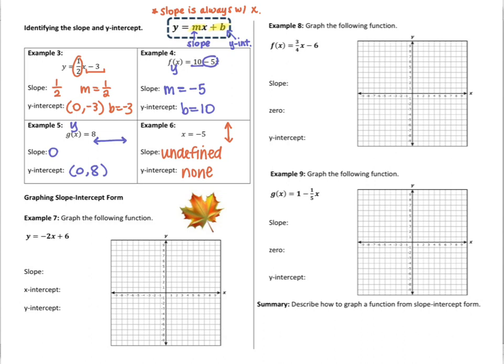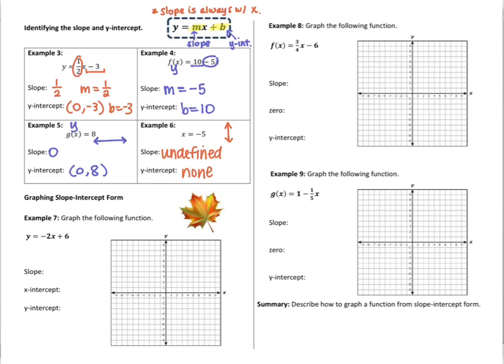So you can kind of follow this pattern for 5 and 6. If it's y equals something, the slope is always going to be 0. It's always going to be a horizontal line, and whatever the y equals value is where the y-intercept will be. For x equals, the slope is always undefined because it's going to be a vertical line, and there's never going to be a y-intercept unless the equation is x equals 0, in which case it will be on the y-axis. So now that we've identified, and example 3 and 4 are going to be the most important, let's start graphing.